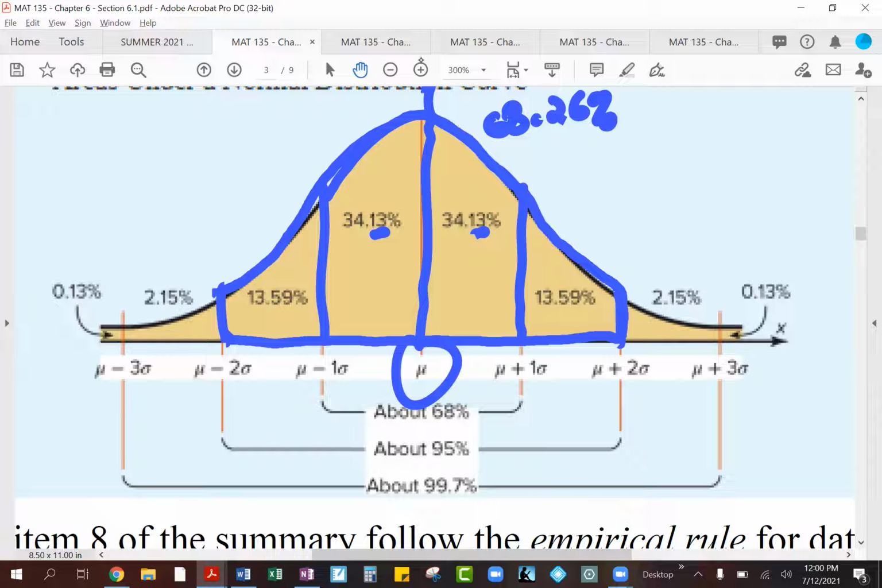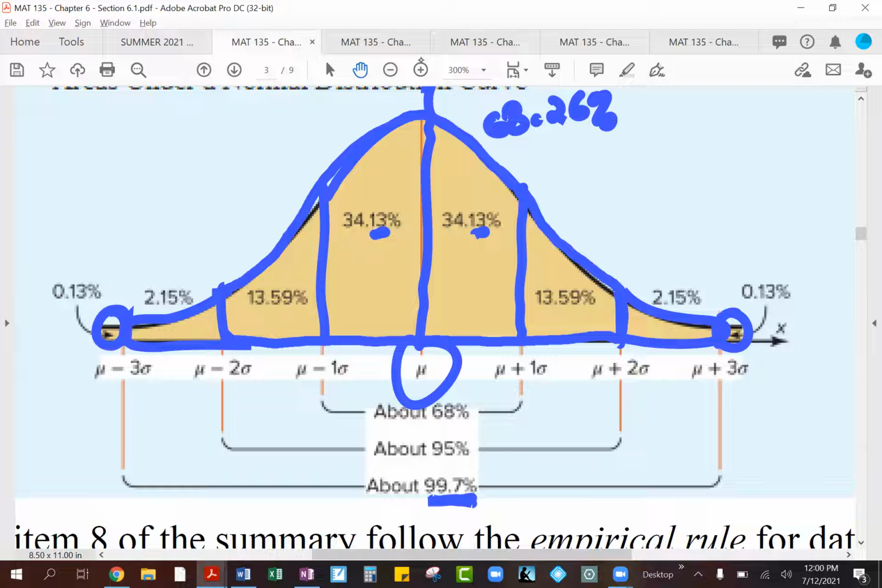And then within 3 standard deviations, if you go out 3 units above and below the mean, that's going to be approximately 99.7%. So you will see we're not quite at 100% by the time you go out to 3 standard deviations. That's because you still have a little bit of this tail area left over here, and that is where that remaining percentage comes from.